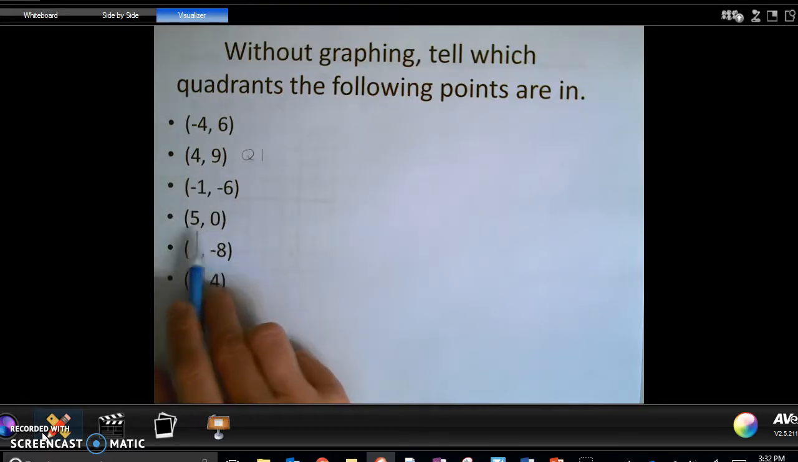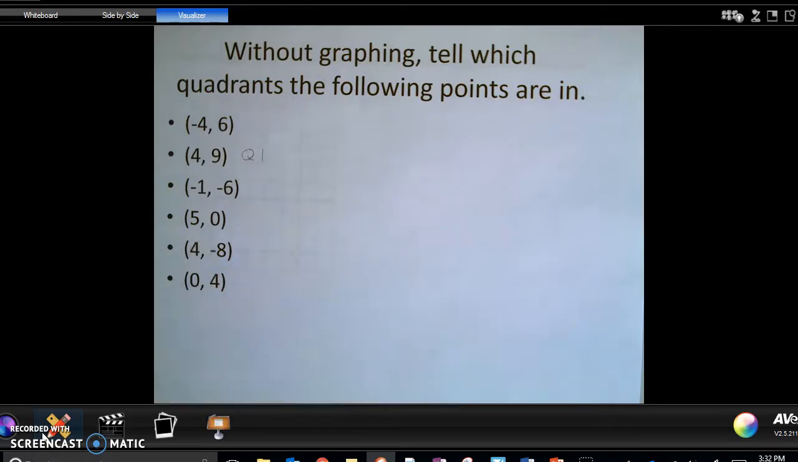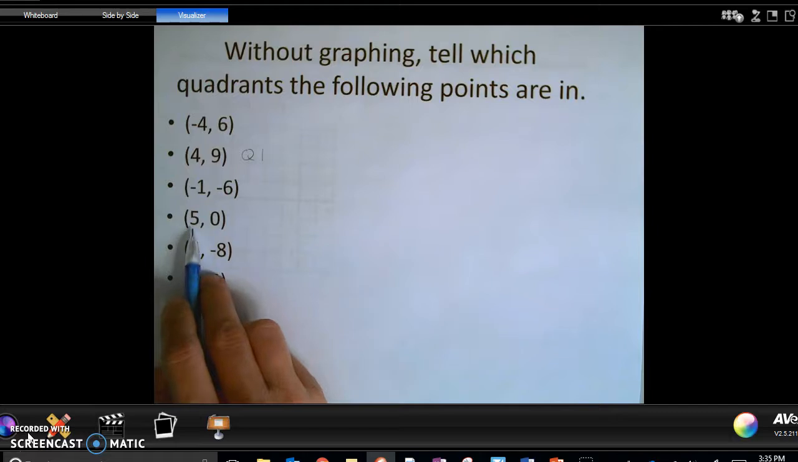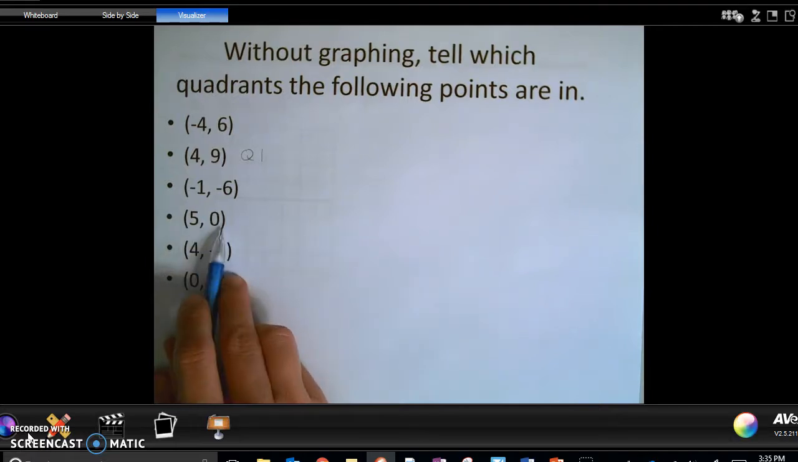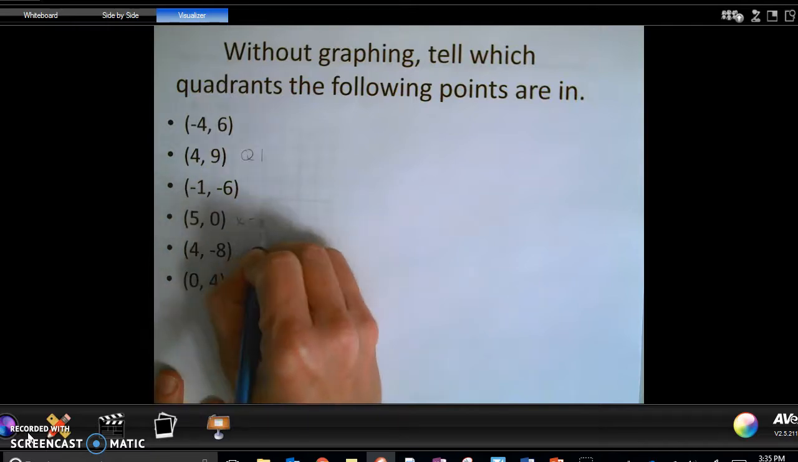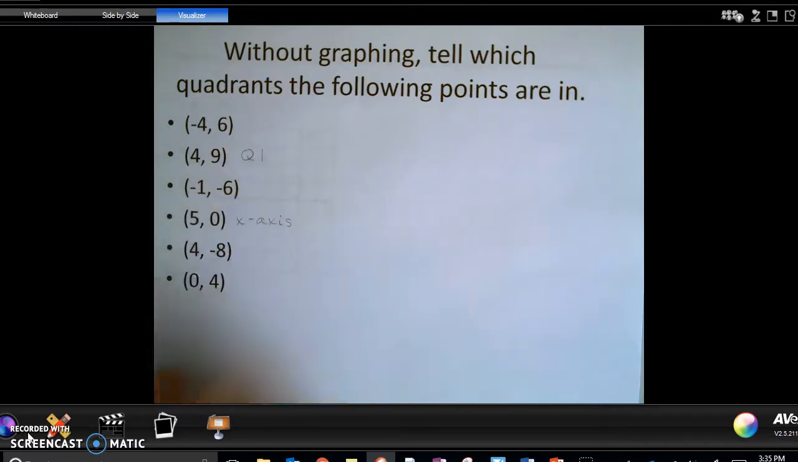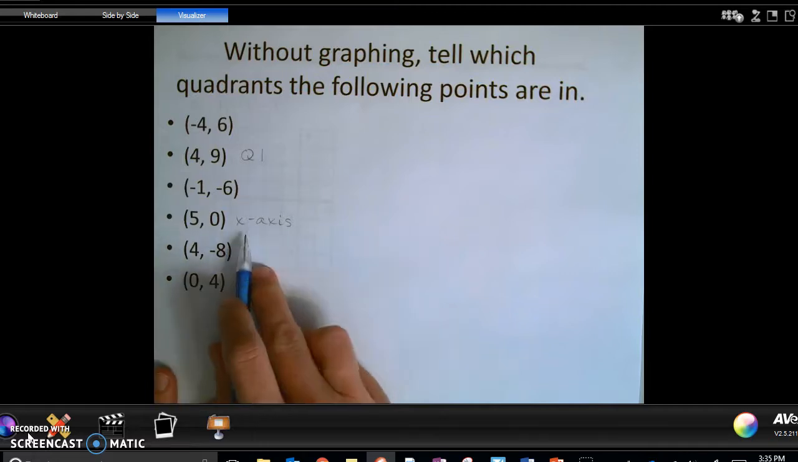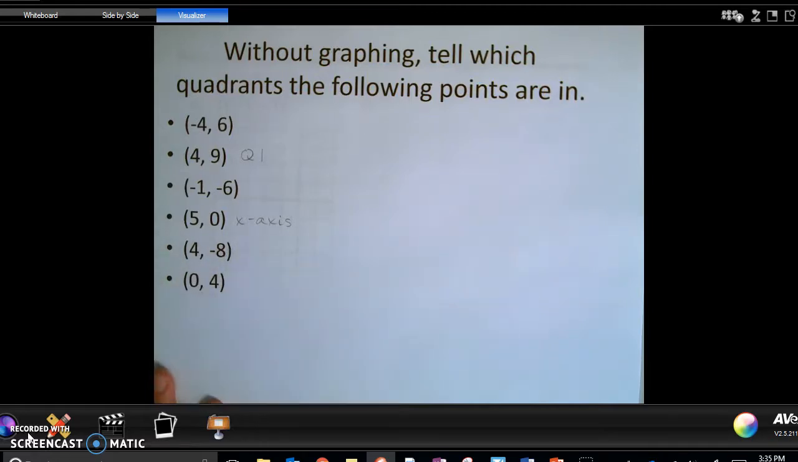I also have the point 5, 0, so I notice I don't have any negative values here. So for this point, if it's 5, 0, I'm going to go over 5 and up 0, which means this point is on the x-axis. A point on an axis is generally not considered to be in any of the 4 quadrants. So this would be considered an x-intercept because it's on the x-axis.